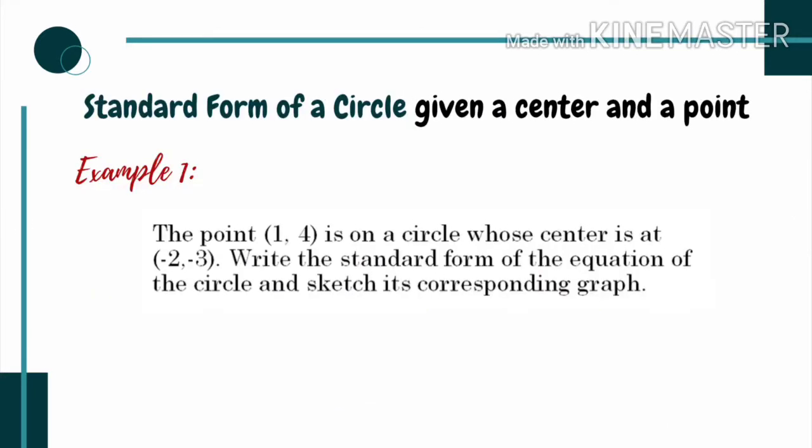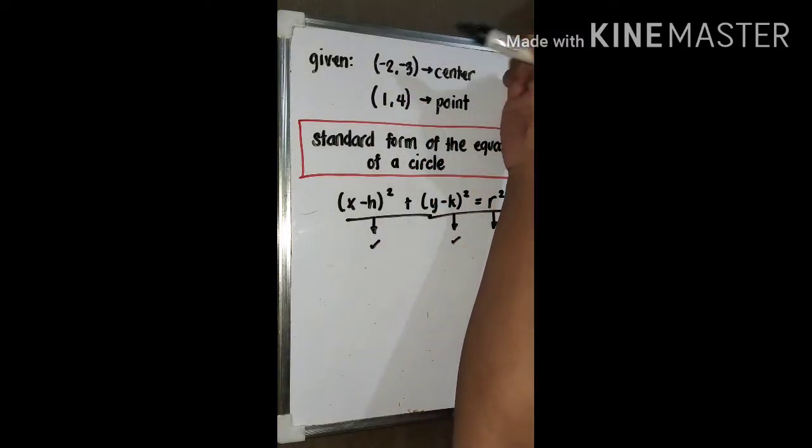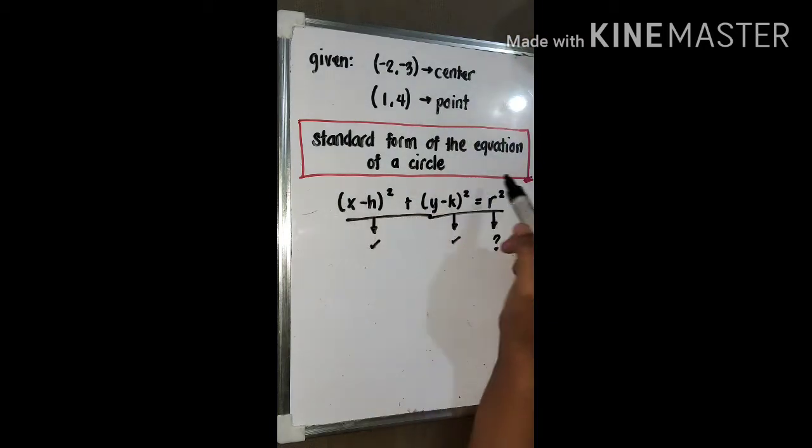Now let's go to example number 1. You are tasked to give the standard form of a circle given a center and a point. It says that the point (1, 4) is on a circle whose center is (-2, -3). Write the standard form of the equation of the circle and sketch its corresponding graph. So now we are given the center, which is at (-2, -3), and a point on the circle, which is (1, 4).